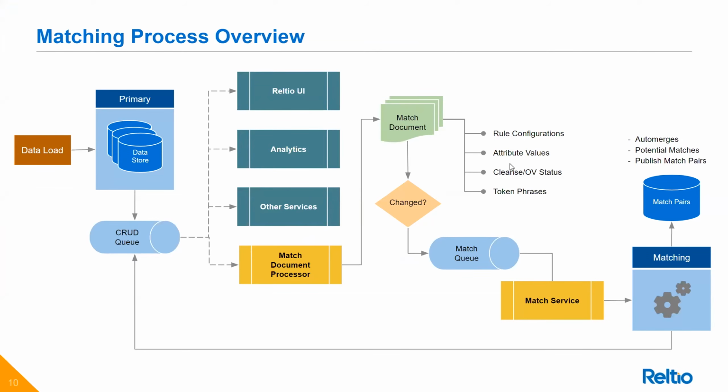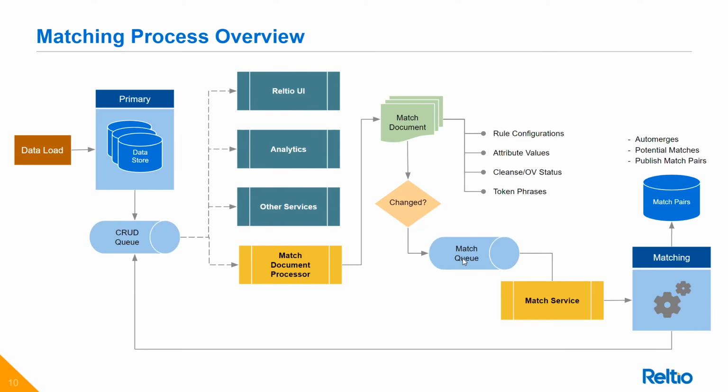So this is what we have: rule configuration, attribute value, cleansed, whether the record is cleansed or not, whether it's an OV or not, and token phrases. We'll talk about the token phrases in a bit. So let's say the record is changed. What happens then is that the record is placed in the match queue. This is the component that triggers the matching, or the comparison part of it.